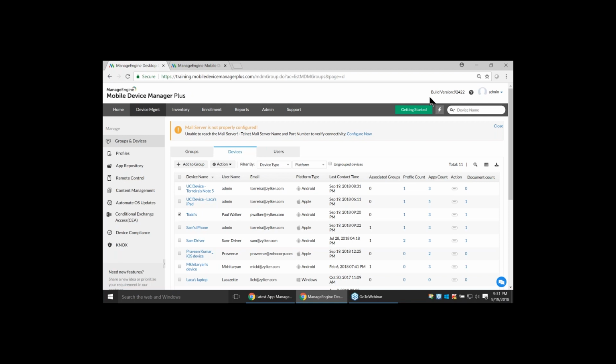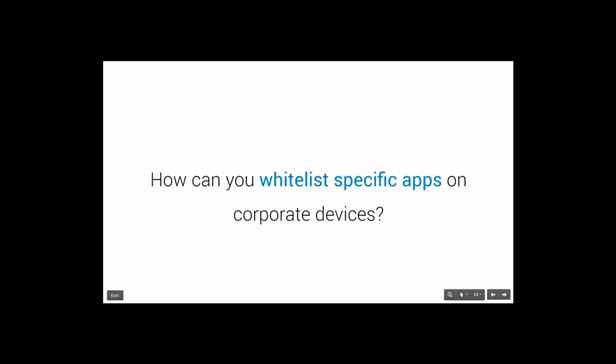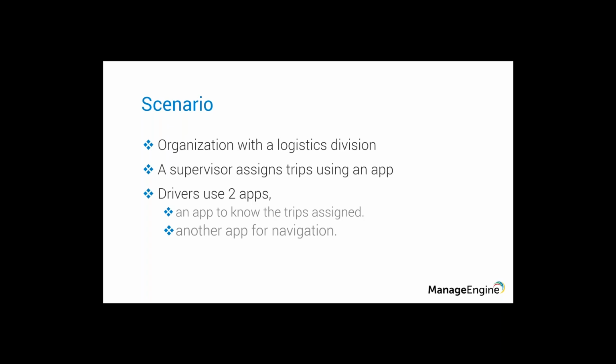Now that I have confirmed my application has been deployed, we would now take a look at how you can restrict your users' movements within the device itself, where we whitelist only specific apps to be present on your corporate devices. So this is where we bring in our kiosk mode feature. Using the kiosk mode, you can either provision the device to run only a single application or multiple applications if it suits the case.